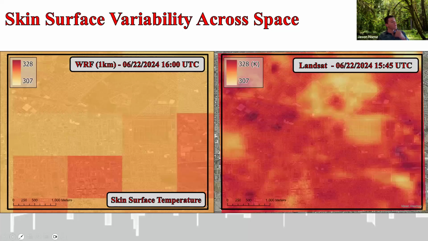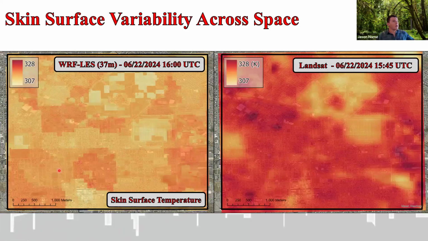So here's 1 kilometer WRF. You can see here's the domain again, next to the Landsat temperature. We're far too cool, and we're really not capturing any of that skin surface temperature variability, right? This is 16 UTC, so we're a little bit off the timestamp there, but really we're not able to capture it at 1 kilometer. And I should say this is one setup of WRF using NoahMP with the BEP model turned on, but there's tons of different ways you can try to finagle this to capture it.